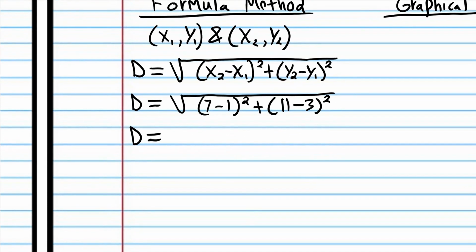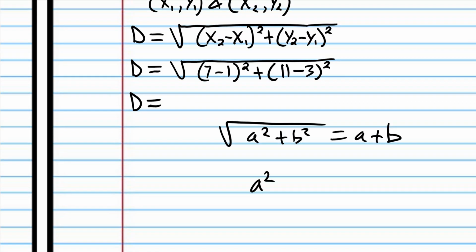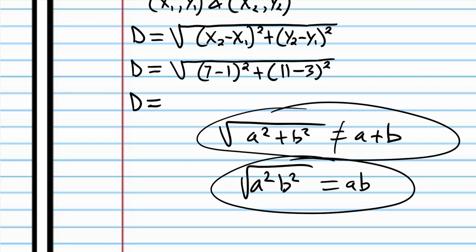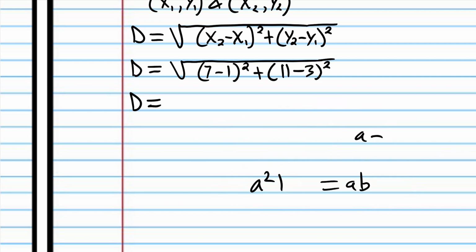We're actually going to talk about two of the biggest mistakes students make in the math curriculum in this class. And this is the first one. A lot of students say that the square root of a squared plus b squared is equal to a plus b. That is not correct. Now, if you've got a squared times b squared and you're square rooting, then that equals a times b. This is true. This is not true. So just be aware of that.